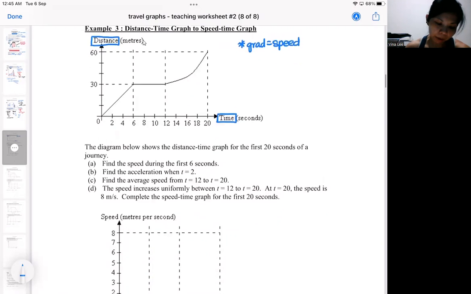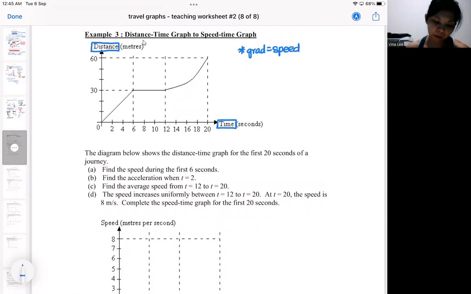When you are doing distance time graph, the gradient is the speed. Okay, so let's try to answer the question right now, based on distance time. Do not get confused by the speed time that's in the second part of the question. So in this case, I will need the gradient for the first 6 seconds.